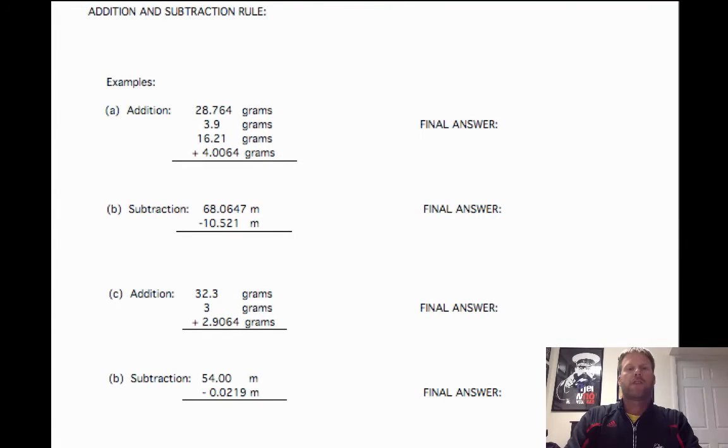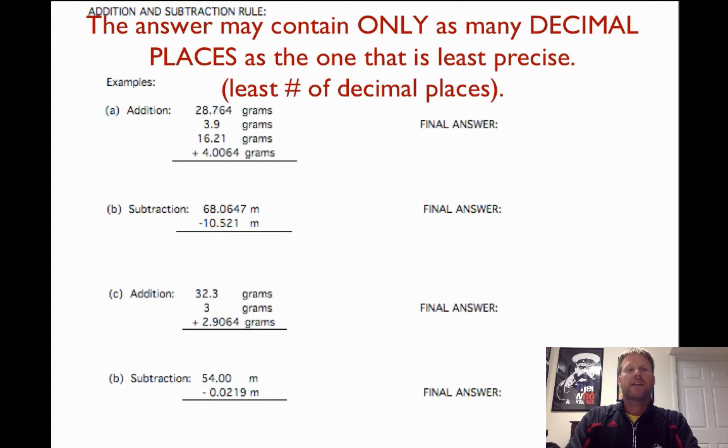The second sig fig rule involving calculations deals with addition and subtraction. In this case, the calculated answer can only have as many decimal places as the least precise value in the calculation. Let's get started on these examples.